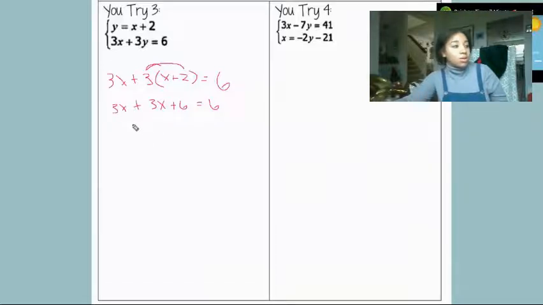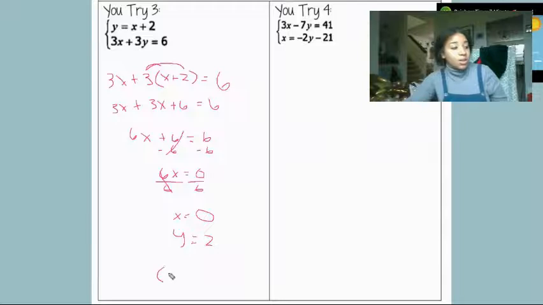Then we're going to combine like terms. So this is going to be 6x plus 6 equals 6. Then we subtract 6 from both sides. Oh, my goodness, it's going to get interesting here. And then we have 6x equals 0. Divide 6 from both sides. X equals 0. So if x equals 0, I'm going to plug 0 in here. And I know that 0 plus 2 is going to give me y. And y is going to be 2. So my solution set would be 0 and 2.